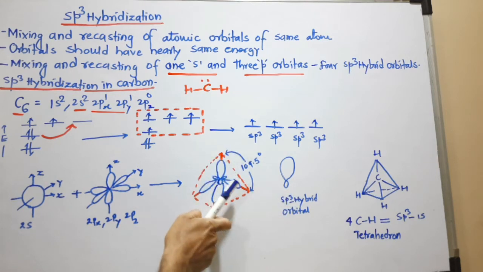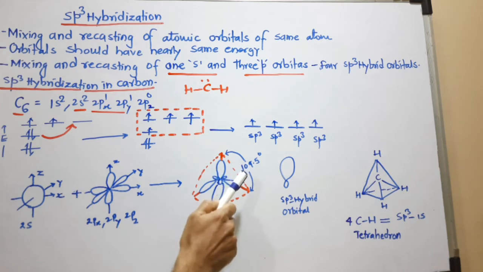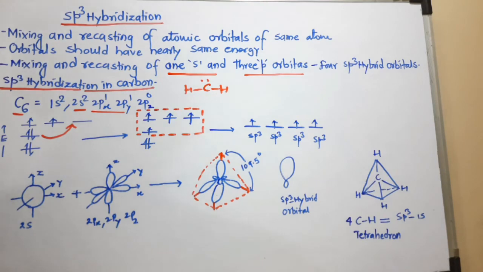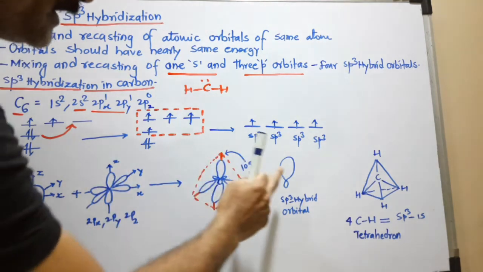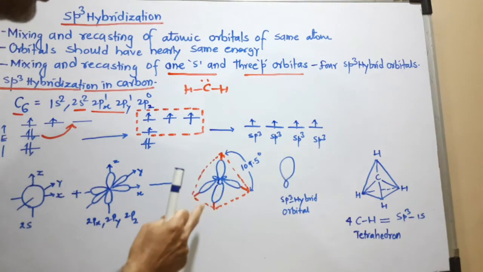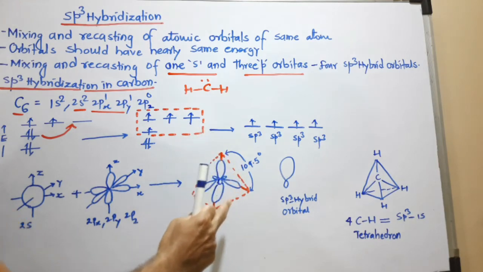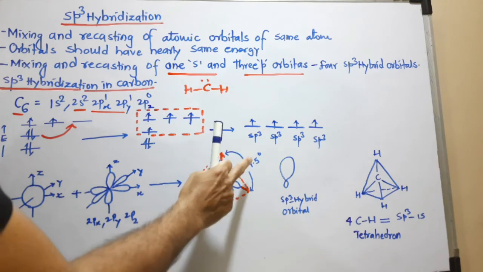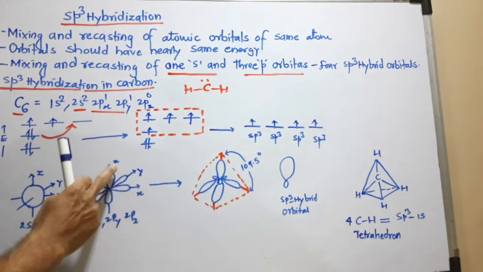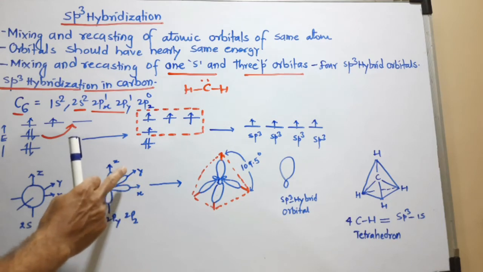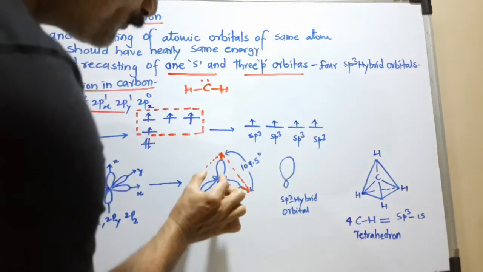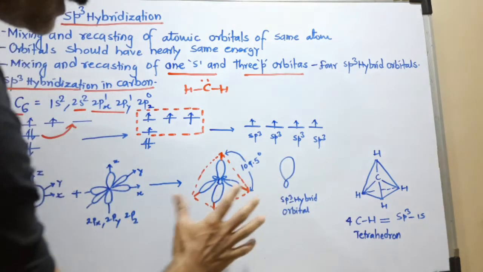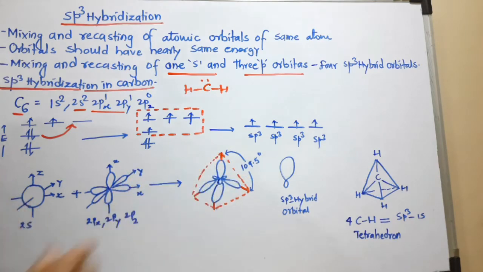And now all four sp3 hybrid orbitals are equivalent, and they have taken different orientations. You can see here these sp3 hybrid orbitals form a tetrahedral structure where the bond angle is 109.5 degrees. But in the p orbitals, the bond angle was 90 degrees. Now this is separate: I remove this sp3 hybrid orbital and it looks like this. So this is all about sp3 hybridization.